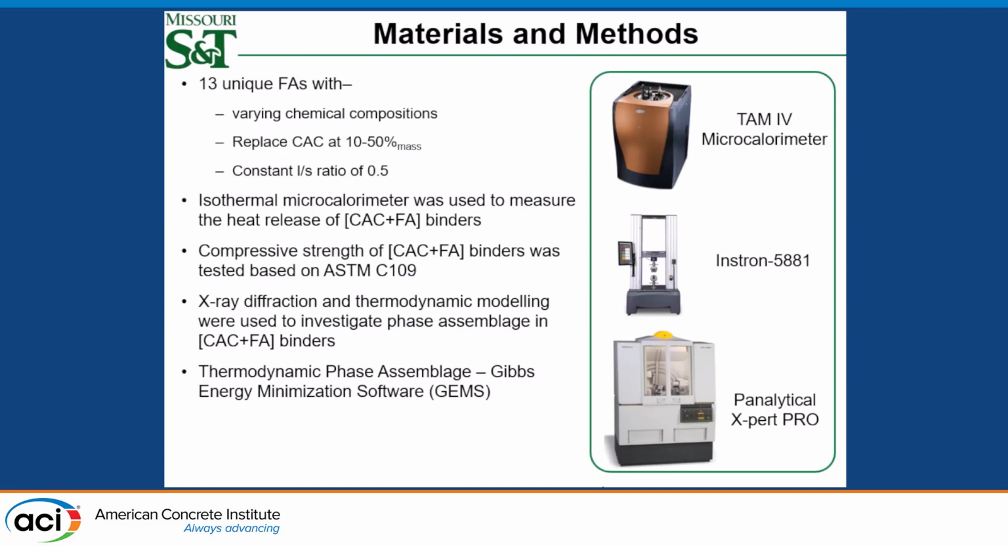So in our research, we used 13 unique fly ashes with varying chemical compositions. We replaced the CAC between 10 to 50% at 10% intervals with a constant liquid to solid ratio of 0.5. We used an isothermal microcalorimeter to measure the heat release. Compressive strength was measured for all the CAC plus FA binders using ASTM standard C109. For analysis of phase assemblage, we used X-ray diffraction and thermodynamic modeling, and we used a software called Gibbs energy minimization software.